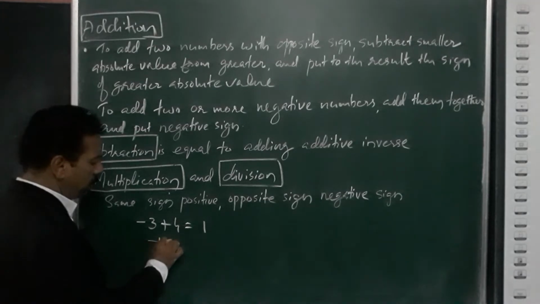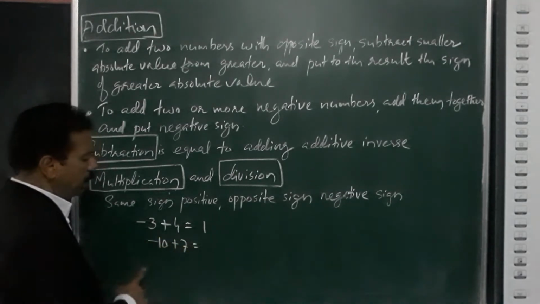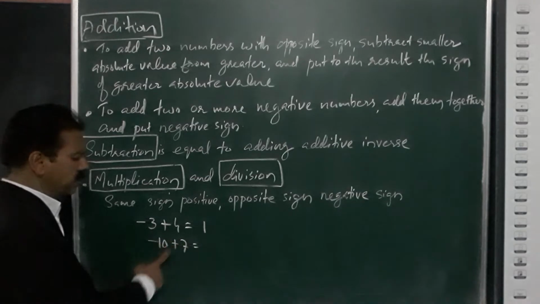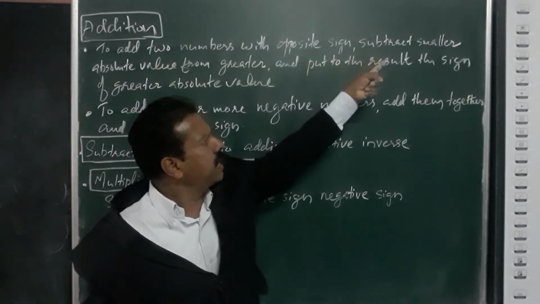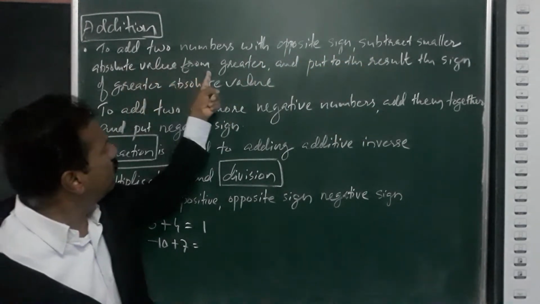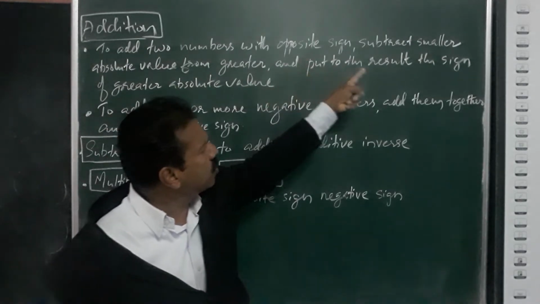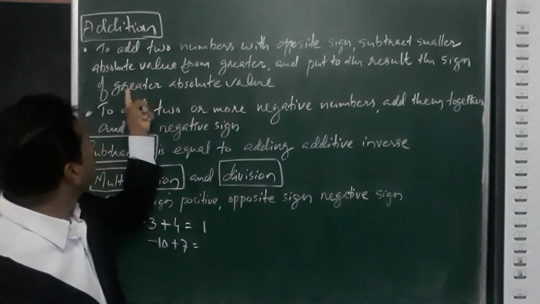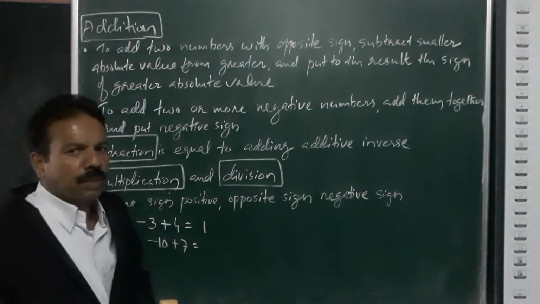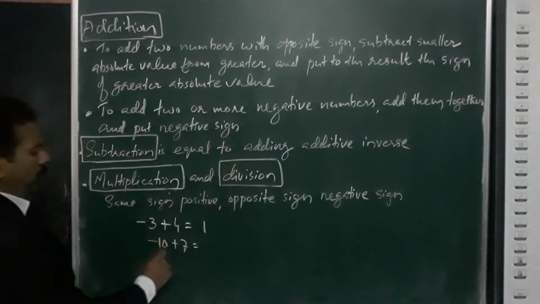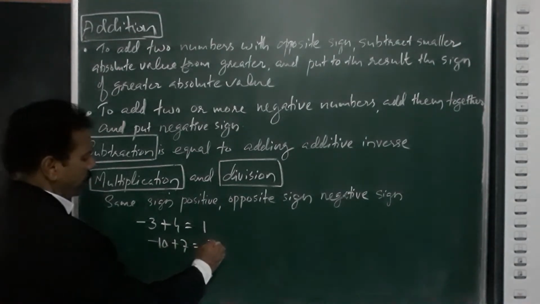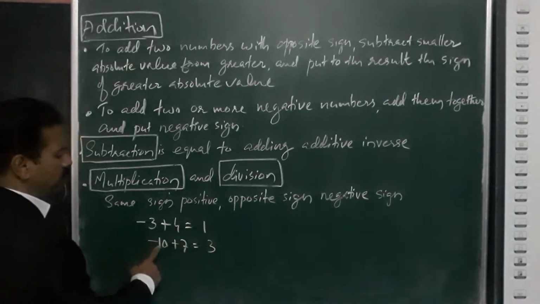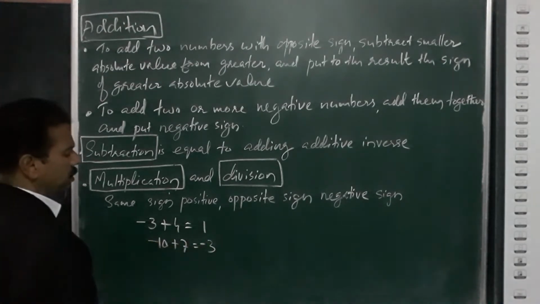Minus 10 plus 7. To add two numbers with opposite sign, one negative, one positive, subtract the smaller absolute value from the greater and put to the result the sign of the greater absolute value. Okay? So minus 10 plus 7: 10 minus 7 is 3. Put the sign of the greater absolute value, so it is minus 3.